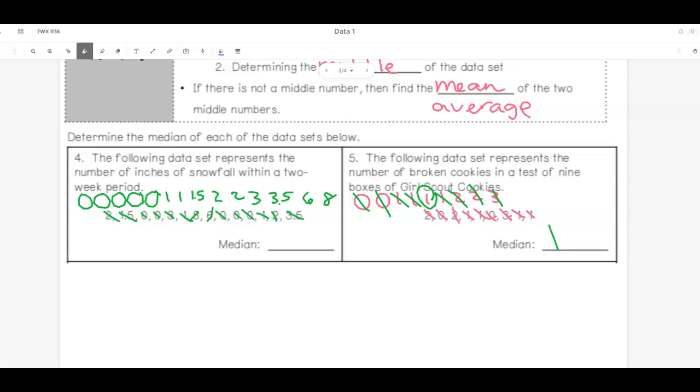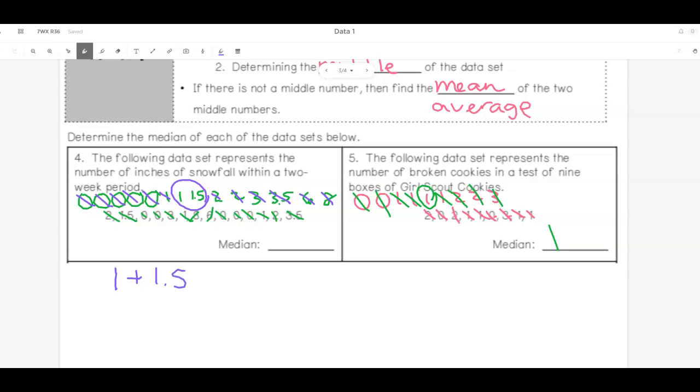All right, so on the last one, I went from one on the right, one on the left, one on the right, one on the left, crossing out as I come inside. But with this many numbers, I can take a chunk off of each side. So I'm going to take 4 off the left, and I'm going to take 4 off the right. 1, 2, 3, 4. Oh, see, this time, since I have an even number in my set, I have 2 numbers in the middle. So that means I have to find the average, or the mean, of 1 and 1.5.